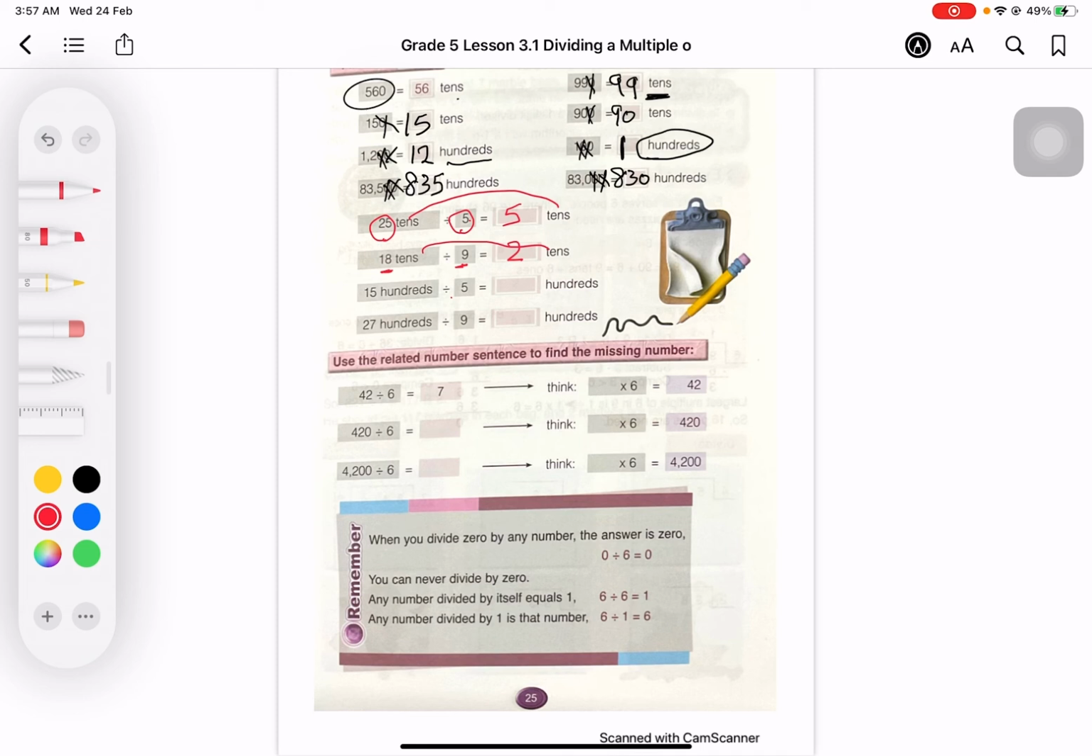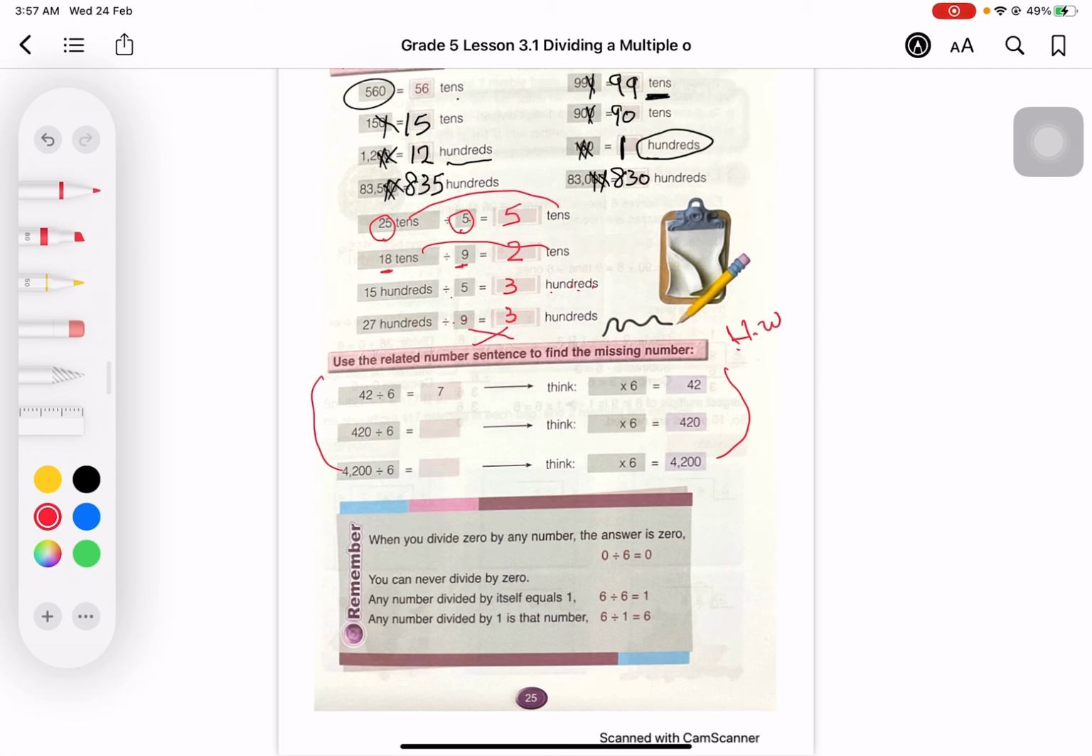1500 divide 5. How much? It's 3. But 3 what? 3 hundreds. And instead of the 2 zeros, they put the word hundreds. Now 27 hundreds divide 9. What number you will multiply by 9? You will get 27. It's 3. But I will write beside the 3 hundreds. Okay? Now, you are going to solve, grade 5, this homework only.